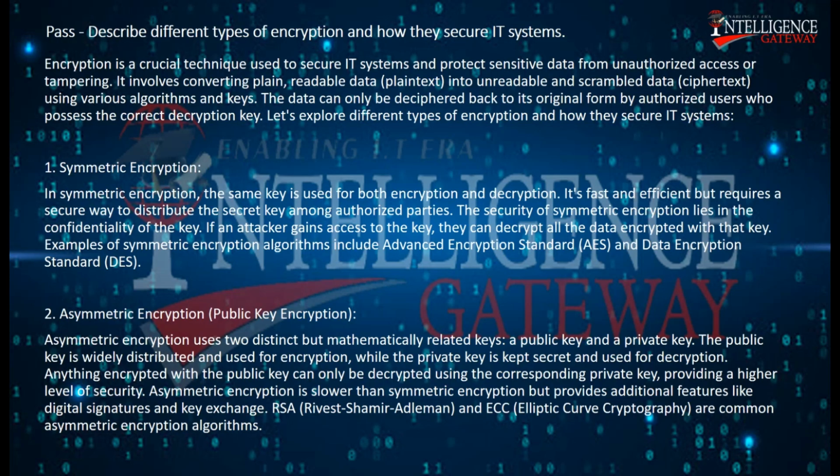2. Asymmetric encryption, or public key encryption. Asymmetric encryption uses two distinct but mathematically related keys, a public key and a private key. The public key is widely distributed and used for encryption, while the private key is kept secret and used for decryption. Anything encrypted with the public key can only be decrypted using the corresponding private key, providing a higher level of security. Asymmetric encryption is slower than symmetric encryption, but it provides additional features like digital signatures and key exchange. RSA (Rivest-Shamir-Adleman) and ECC (elliptic curve cryptography) are common asymmetric encryption algorithms.